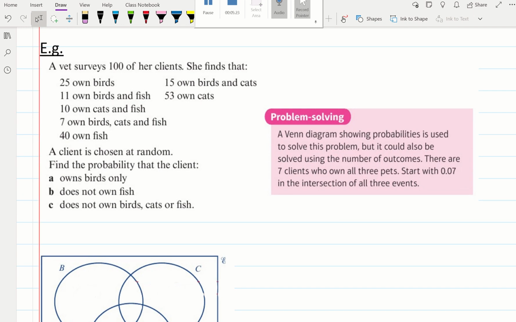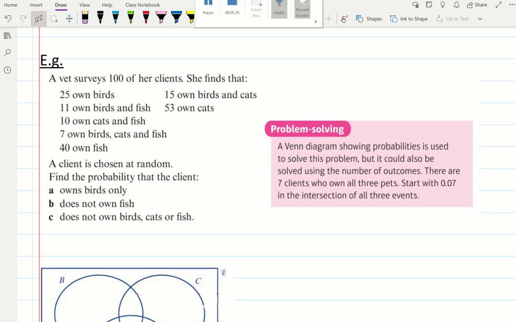The second question says, a vet surveys 100 of her clients. She finds that 25 own birds, 15 own birds and cats, 11 own birds and fish, 53 own cats, 10 own cats and fish, 7 own birds, cats and fish, and 40 own fish. A client is chosen at random. Find the probability that the client owns birds only, does not own fish, does not own birds, cats, or fish.